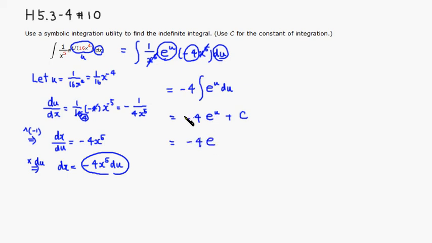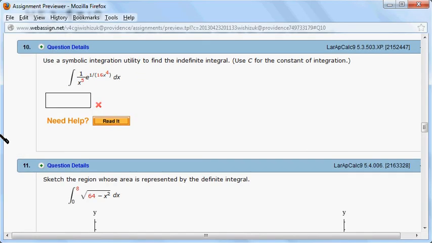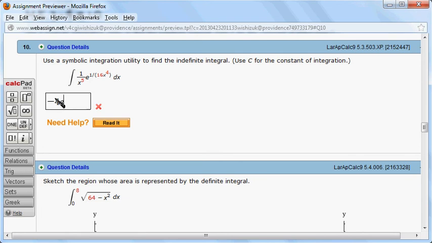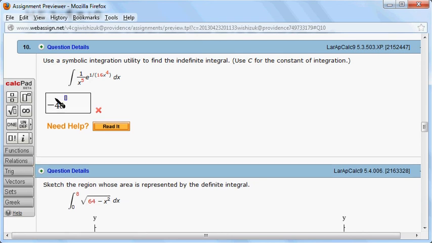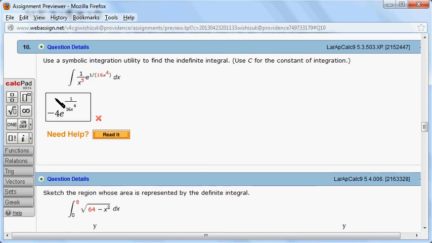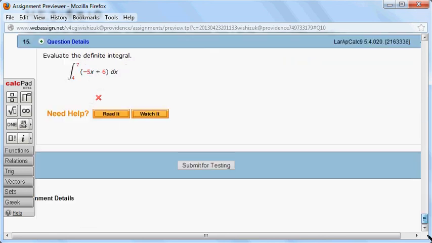u is the same thing as 1 over 16x to the 4th, plus some constant c. So let's type that in. It's negative 4 e to the 1 over 16x to the 4th, plus some constant c. Let's check the answer.